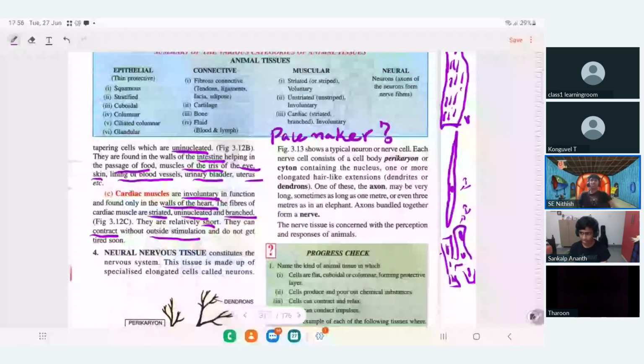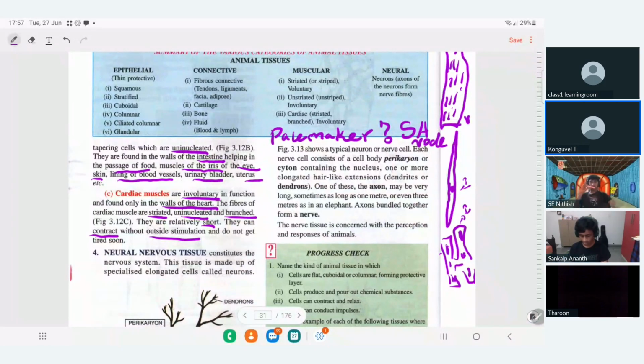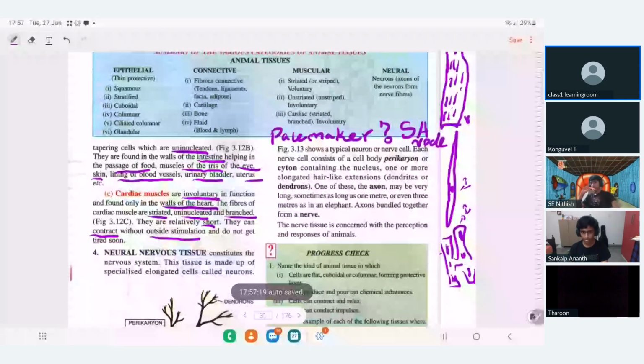It's not an external machine. Something called SA node, sinoatrial node. It's just a pacemaker in the sense that it produces stimuli.